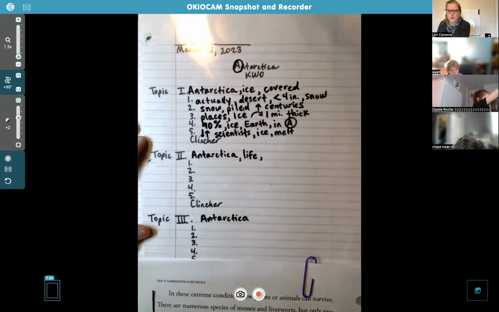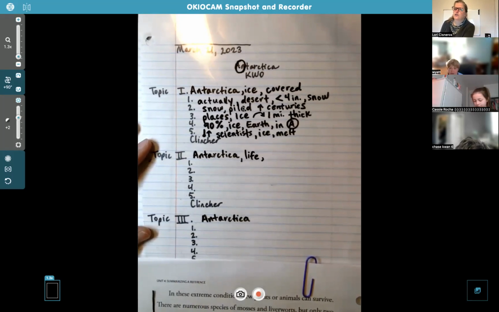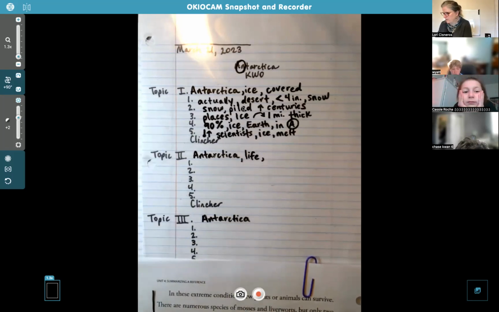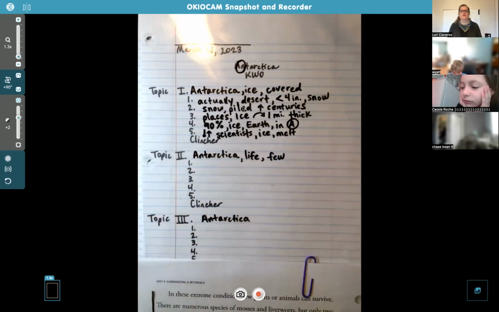Like few. Endangered? Endangered. Yeah, I get what you mean by that, but I don't think these particular animals are endangered. Penguins are kind of. Are they? Yeah. Okay. What about like limited or few, or a word like that? What if we just do few? That's what I'm thinking. Like there's only a few things that are living in Antarctica. There's not a whole lot of animals on Antarctica.